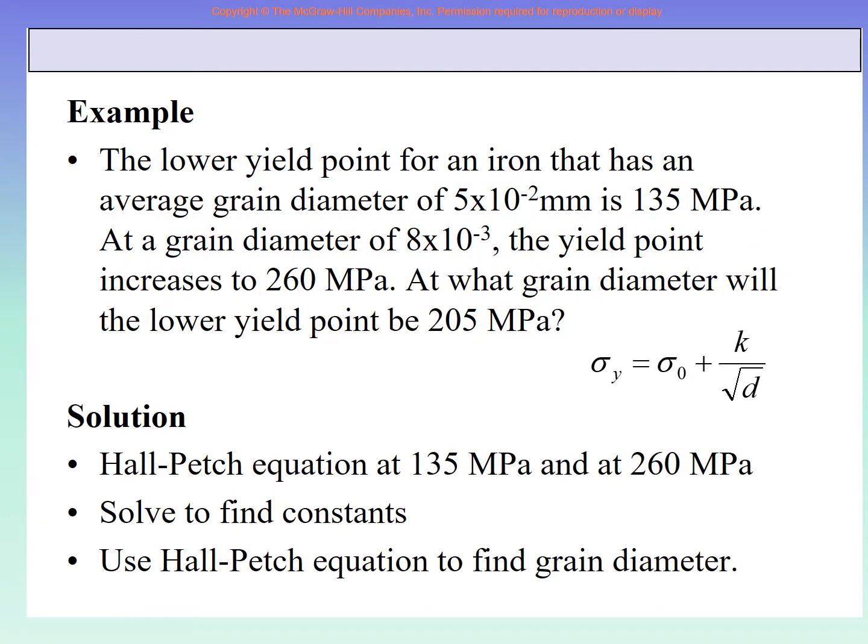So the solution. What is the Hall-Petch equation? This is the Hall-Petch equation. Put the first two values. This is the grain diameter, so put the grain diameter here and the yield strength here. So you have one equation, equation 1. Then take the next diameter and this strength, and you have equation number 2.